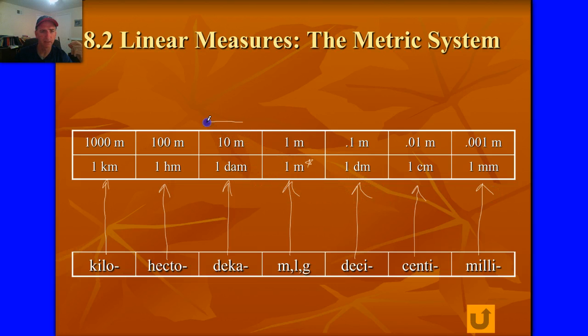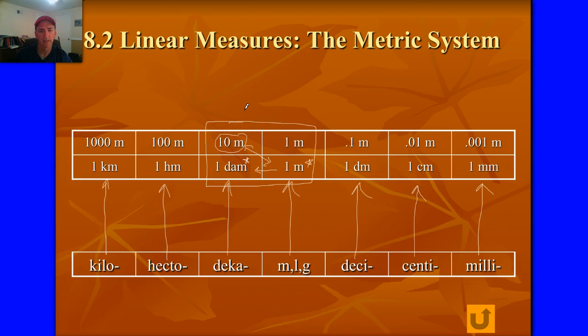I just want to focus on this area right here for now, these two. I have 1 meter is 1 meter. 1 decameter is equal to 10 meters. So as I go over here, this unit is equal to 10 of these, 10 meters. So 1 decameter equals 10 meters.